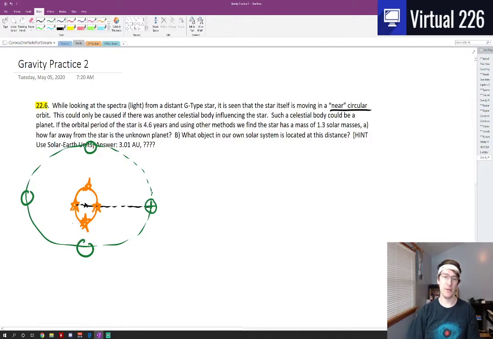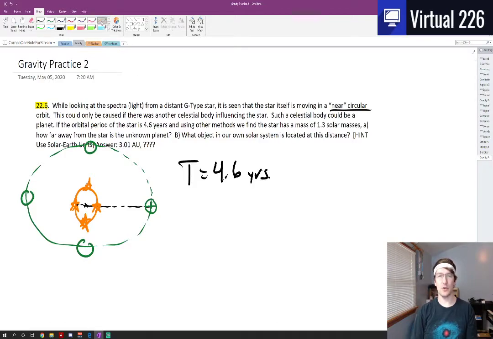And that means that whatever the orbital period of the star here, that is going to also be the orbital period of this unknown planet. Okay? Because the amount of time it takes for the star to go around is the same amount of time it takes for that unknown planet to go around. And that's what we use with the radial velocity method. We look at stars to try to find planets. Now, if the orbital period of the star is 4.6 years, that means the orbital period of the planet is 4.6 years. So we can say T equals 4.6 years.